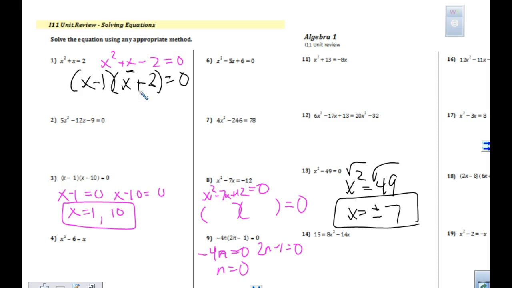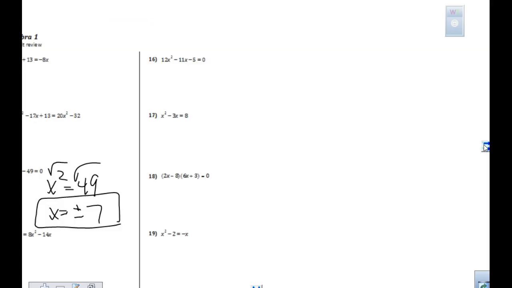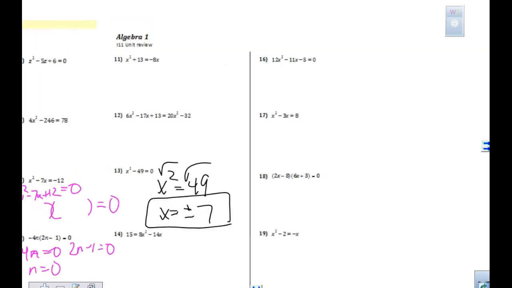Any other questions on the first couple pages as you were looking at doing the solving? Anything else? Like, I don't get how to do this. Again, 18. Definitely do not multiply that whole thing out. Set 2x minus 8 equal to 0 and solve for x. Put 6x plus 3 equal to 0 and solve for x. If you have two parentheses, you want to put them equal to 0.